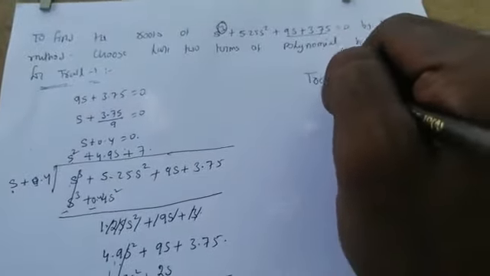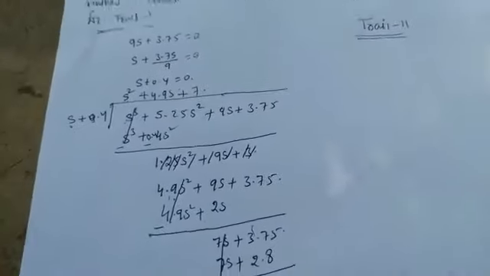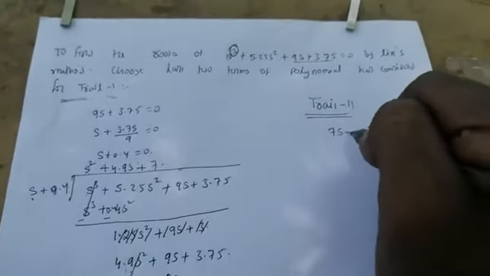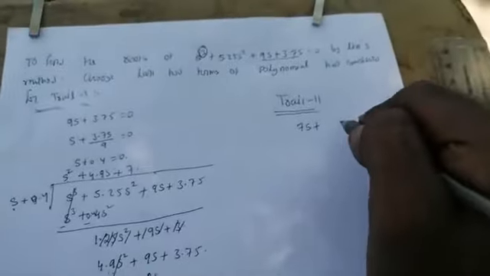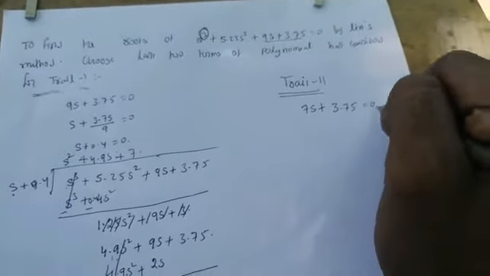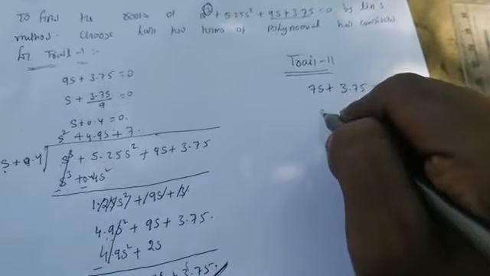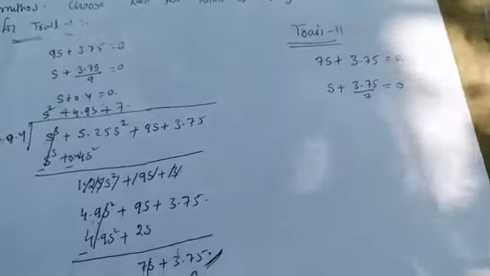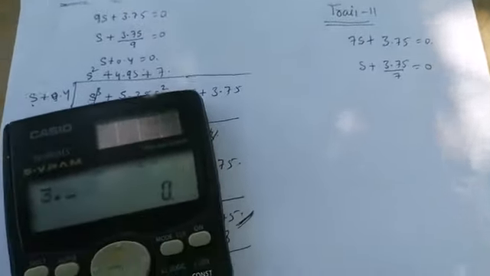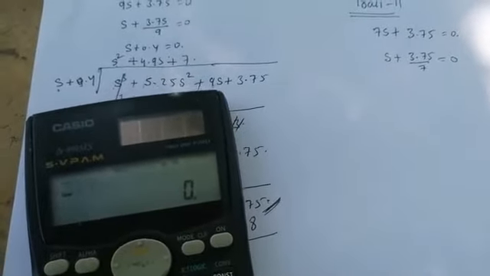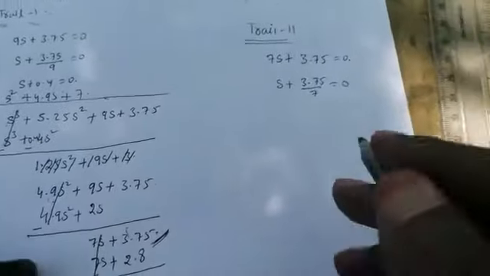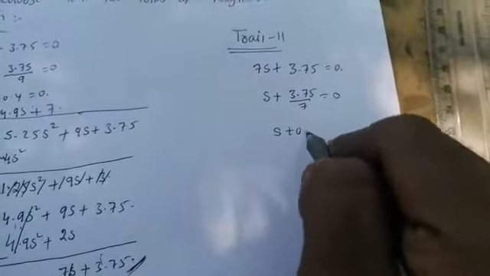So in trial 2, what do we have to do? For trial 2 we have to consider this equation, that is 7s plus 3.75 equals 0. As already said, this equation should be in the form of s. So if you divide by 7, 3.75 divided by 7, you will get 0.5. So s plus 0.5 equals 0.